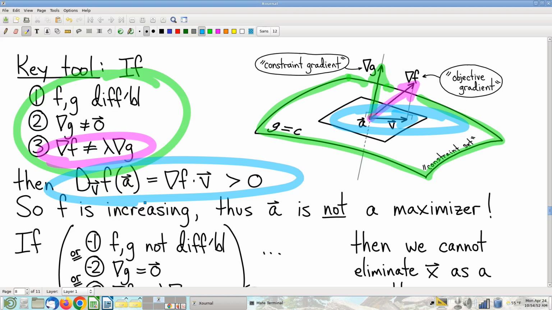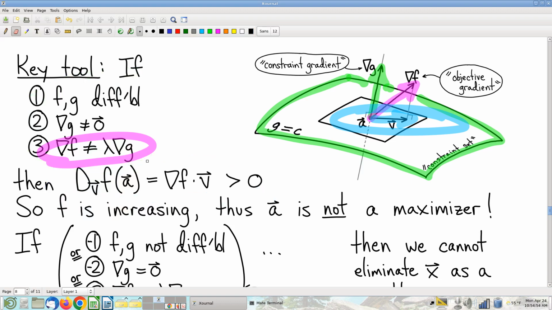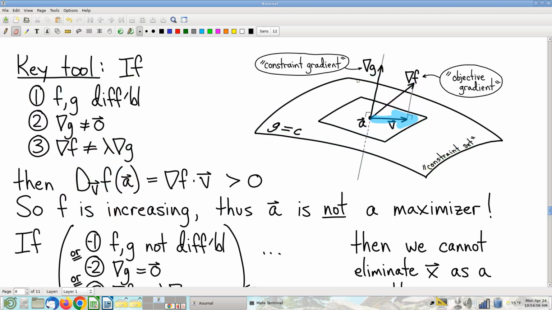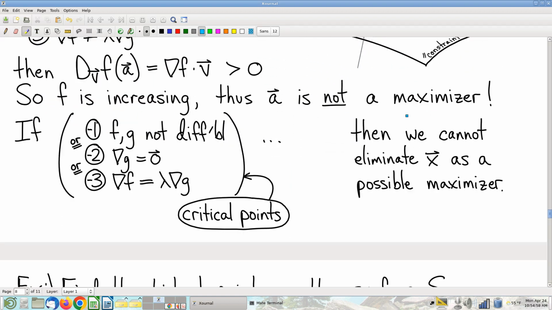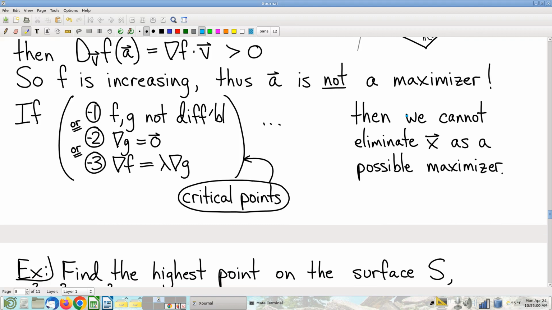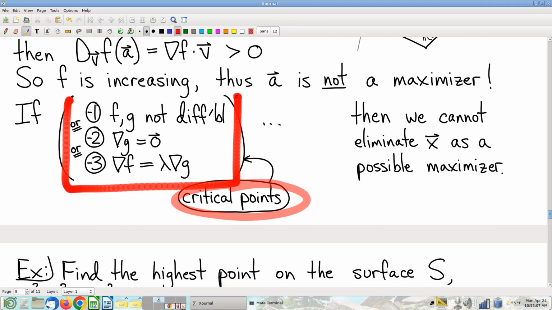Make sense to everybody? Okay. So, again, we eliminate most of the points in our domain this way. The things that we can't eliminate are what we call critical points. And the critical points are where any of the above conditions fail. So you're going to be looking for where one of the two defining functions is not differentiable, right?